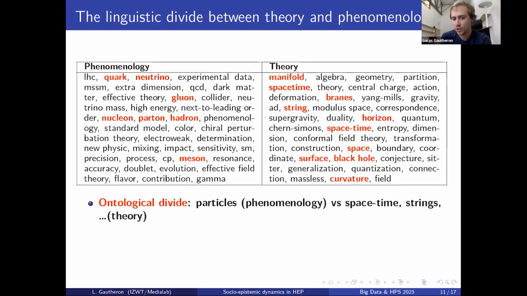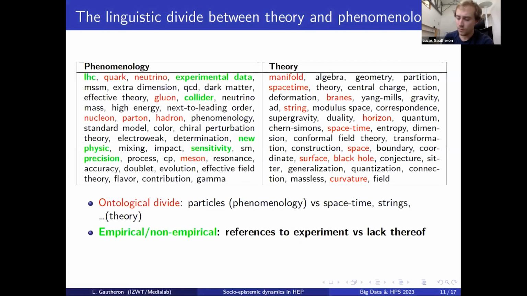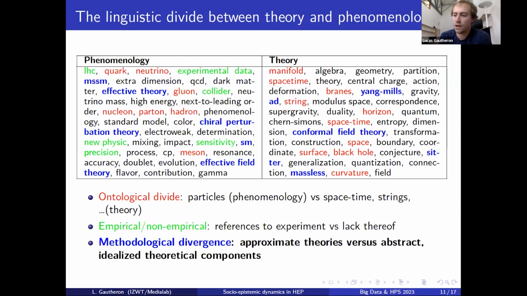First, an ontological divide. On one hand, phenomenology is centered around particles, while theory is most concerned with space-time and strings. Second, phenomenology makes direct references to empirical data and concerns which theory does not. And third, we find a methodological divide in that phenomenology relies on approximate theories with a finite range of empirical validity, while theory relies on idealized theoretical components.